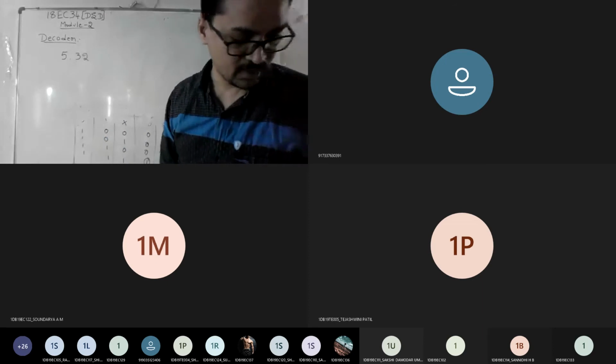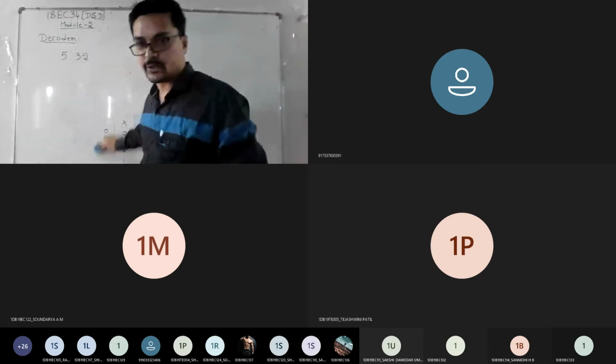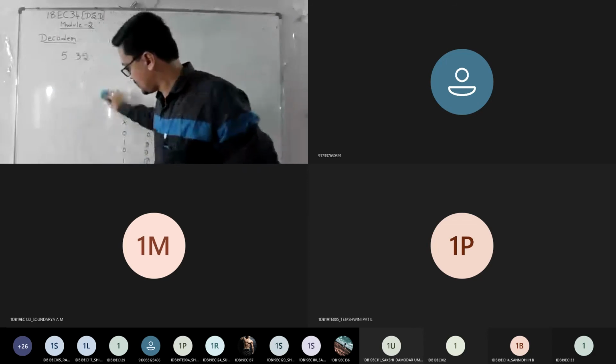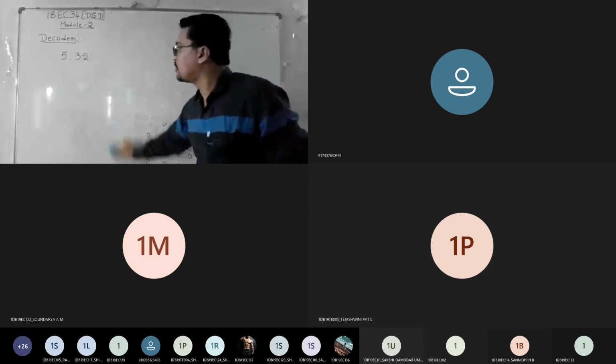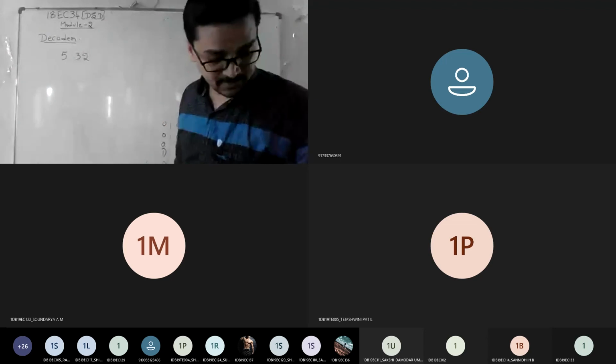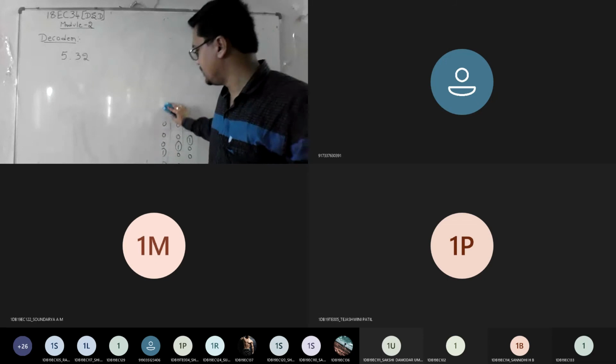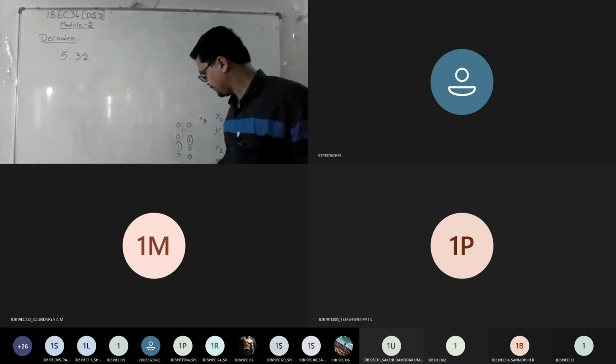Design 5:32 decoder using 1:2:4 decoder and 4:3:8 decoder IC.